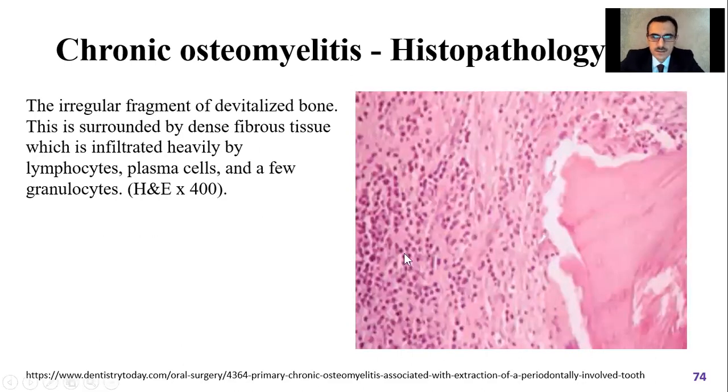Here is the histopathological illustration of chronic osteomyelitis. An irregular fragment of devitalized bone is seen, surrounded by dense fibrous tissue, which is heavily infiltrated by lymphocytes, plasma cells, and few granulocytes.